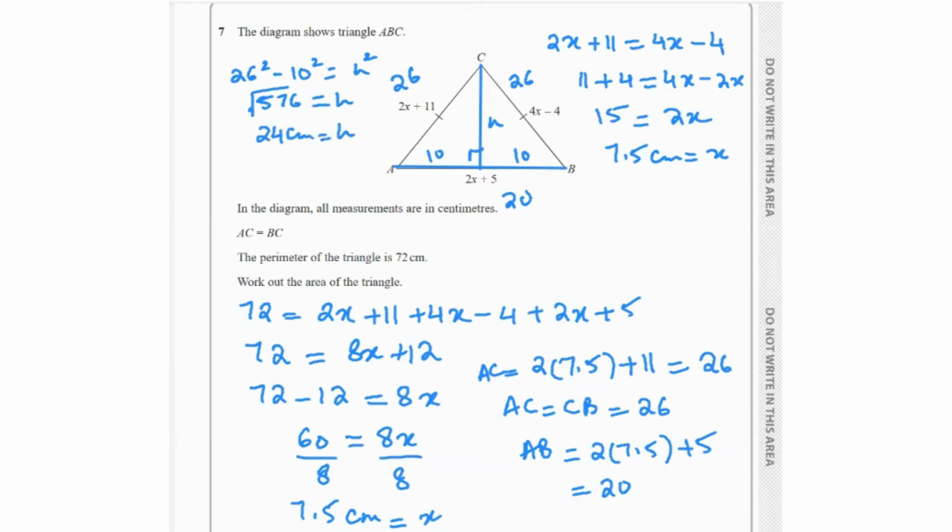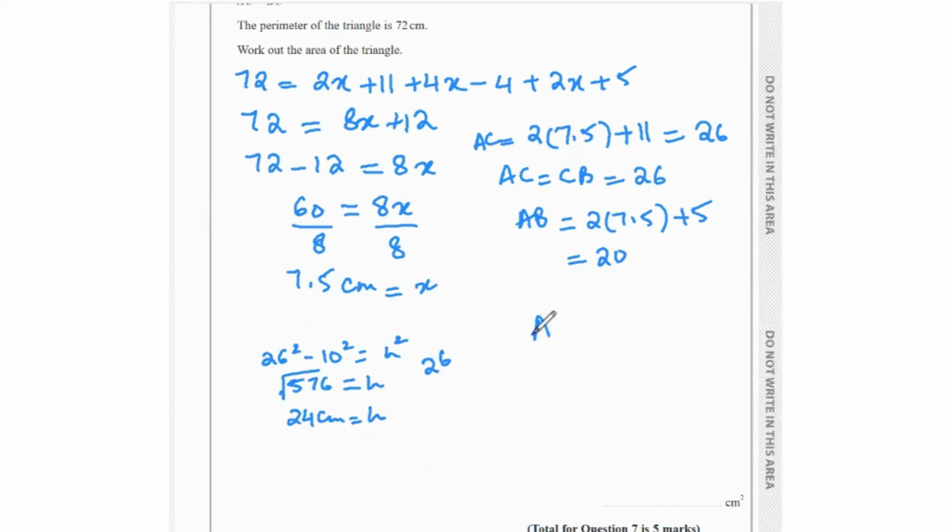So area is going to be half times base times height. Base is 20, height is 24, and that's 240 centimeters squared. That's the area of the triangle.